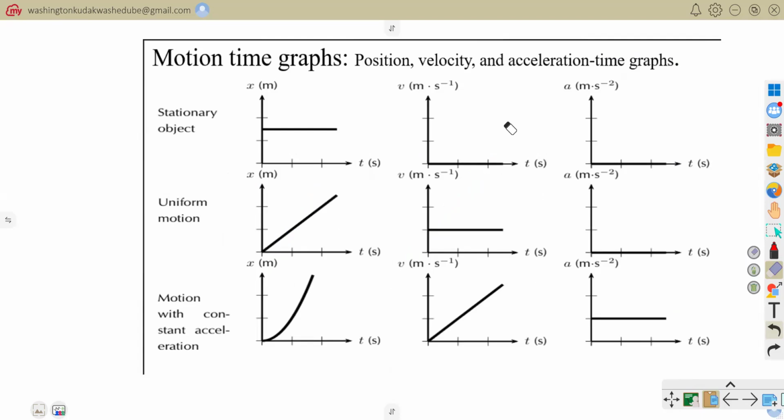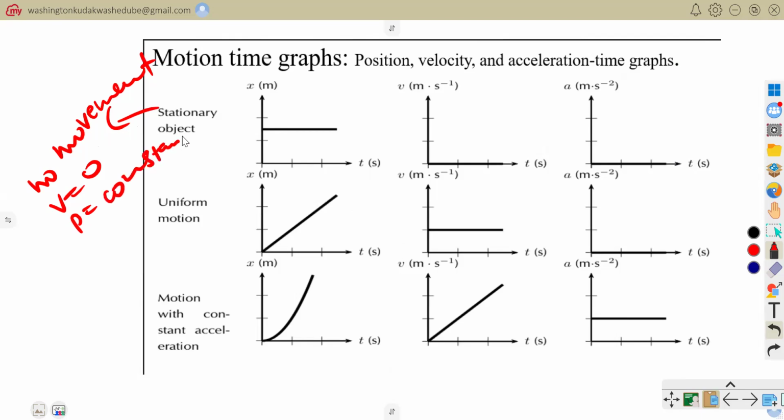Let's say, for example, we've got an object which is stationary, that is not moving. Stationary simply means that there is no movement. So when you hear that an object is stationary, just know that its velocity is equal to 0, and its position will remain constant. So on our position time graph, you see that the position will remain constant.